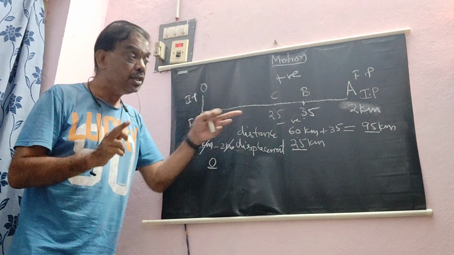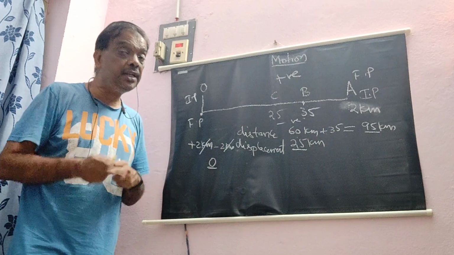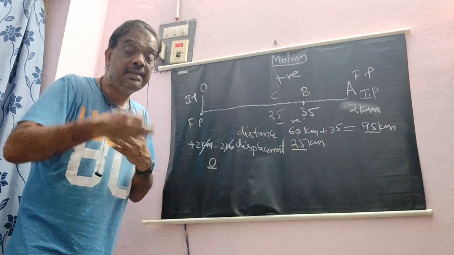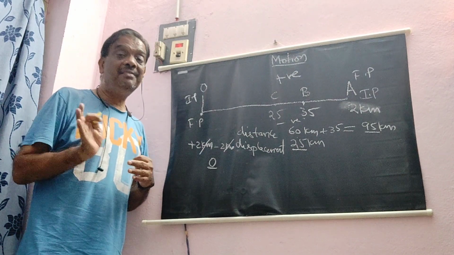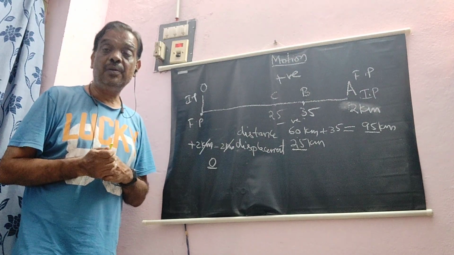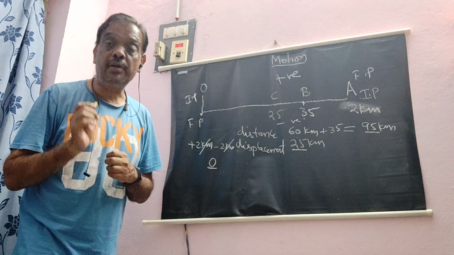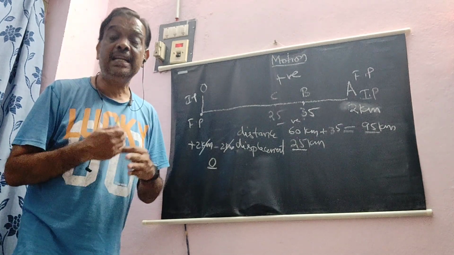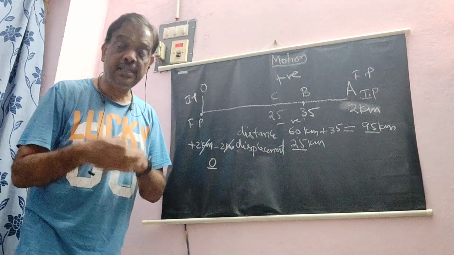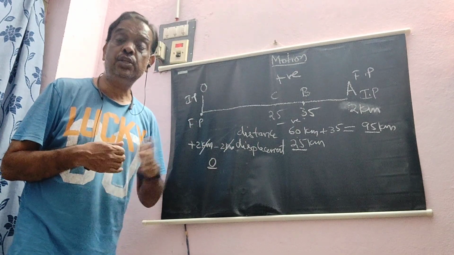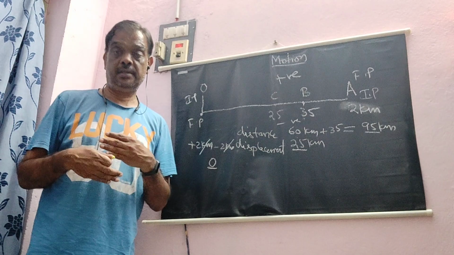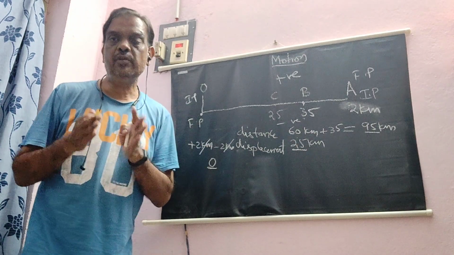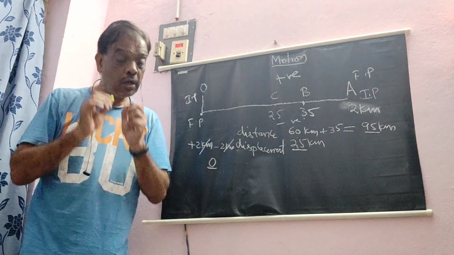Distance is a scalar quantity. Scalar quantities can be added. Whereas displacement is a vector quantity. We cannot add vector quantities by simple arithmetic. How can we add these vector quantities? There is a method I will explain when I teach you numerical problems, how to add vector quantities. With the help of examples, we'll try to understand.